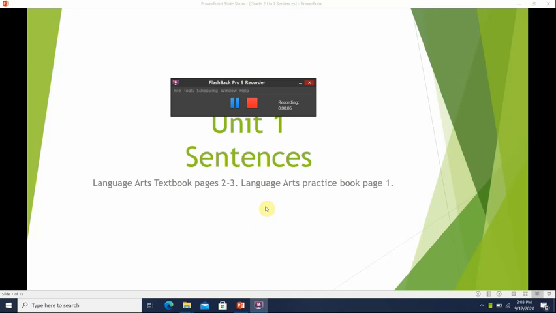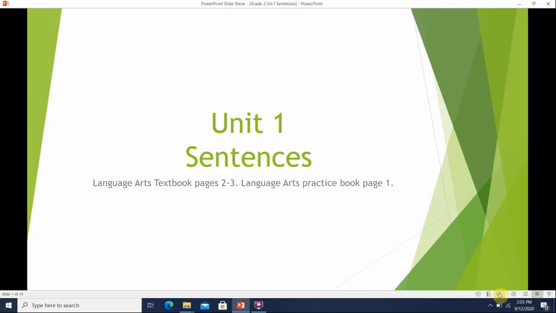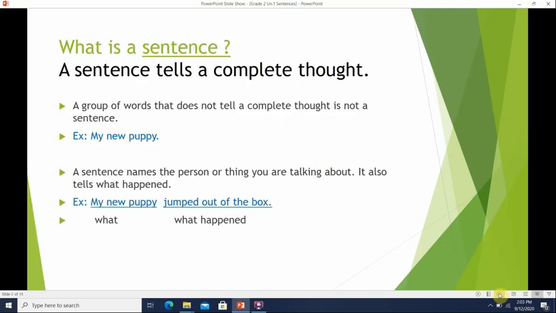Today we will start working on our first grammar lesson, Unit 1, sentences. Okay, let's start. Last year we started talking about what a sentence is. As we said before, a sentence is a group of words that tells you a complete thought.